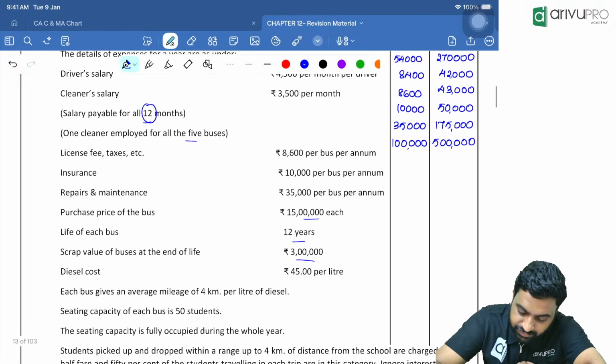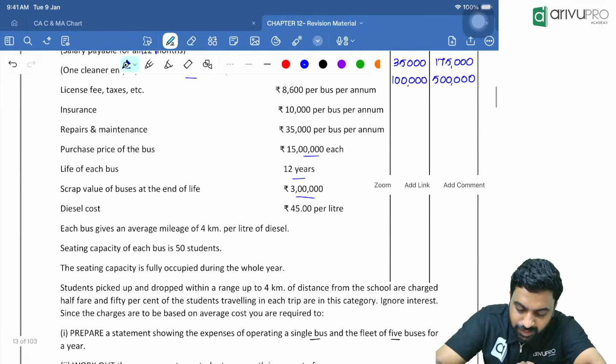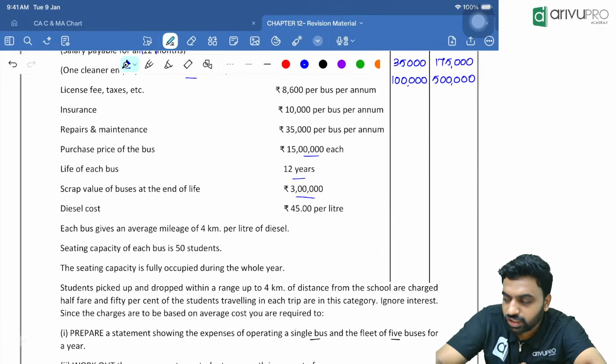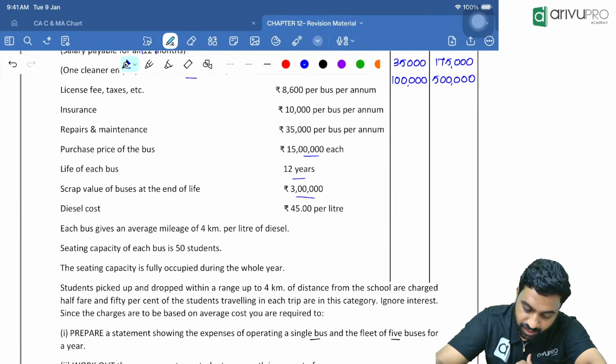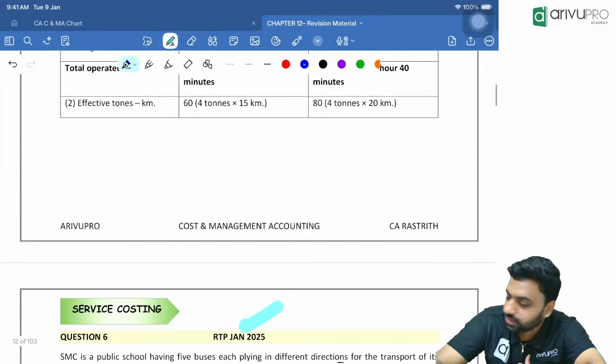Diesel cost is 45 per liter. Each bus gives an average mileage of 4 kilometer per liter. What do you mean by that? A bus can be driven for 4 kilometers with a liter of diesel. Mileage means with a liter of fuel, how many kilometers you can travel. So now we want to know how many kilometers we are traveling in the first place.